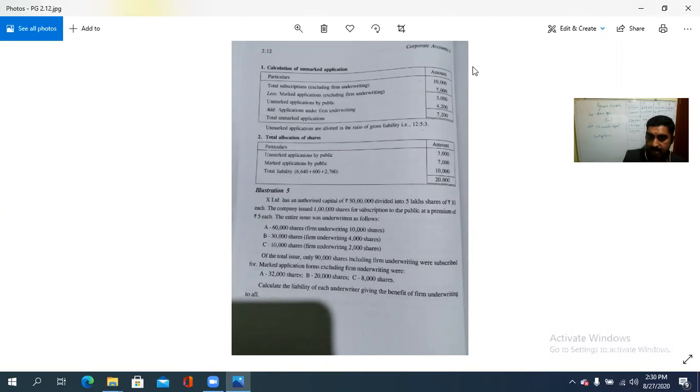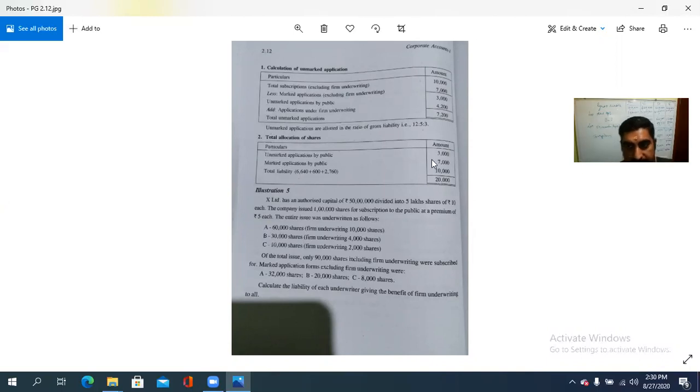Of the total issue, that is out of the 1 lakh, only 90,000 shares, including the firm underwriting, were subscribed. So, including the firm underwriting, 90,000, that is 60 plus 30 plus 10. How much? 60 plus 30, 90 plus 10. What is that? 1 lakh. Out of the 1 lakh, 90,000, including firm underwriting, were subscribed. And marked application of 32, 20 and 8. Calculate the liability of each underwriter giving the benefit of the firm underwriting.